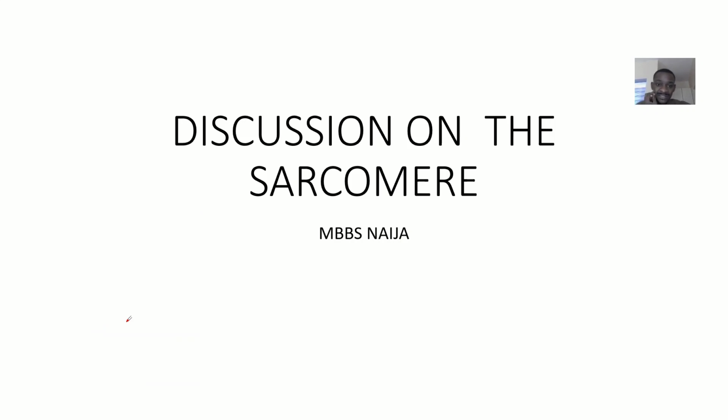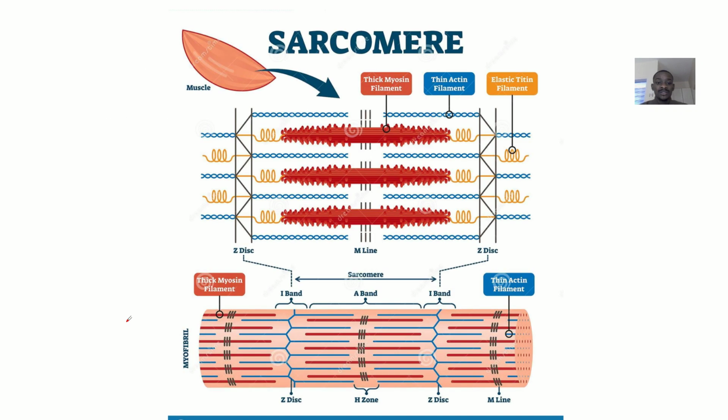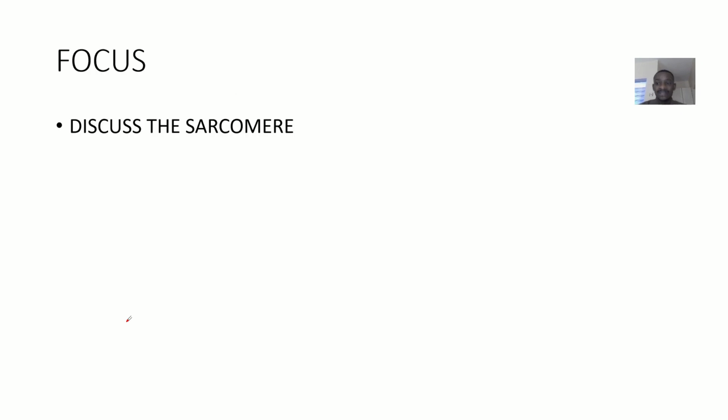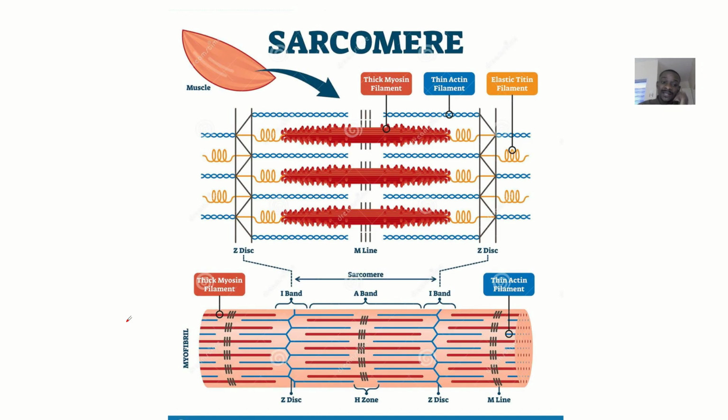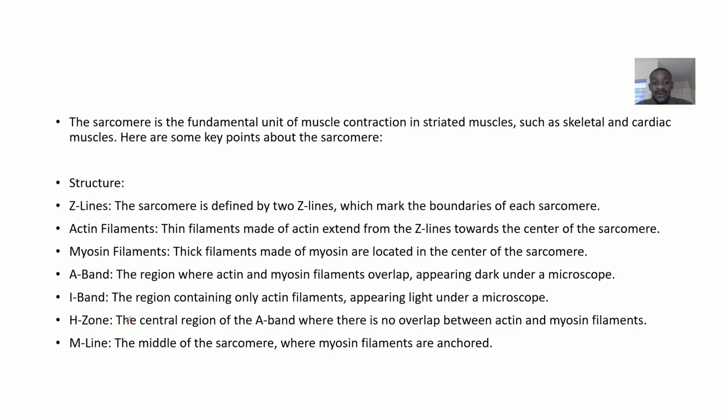All right, so the students in this exam were asked to discuss the sarcomere. So we'll just rephrase the question: discussion on the sarcomere. The sarcomere is basically what has all those components of a muscle. You understand? That's just a simple definition of a sarcomere.